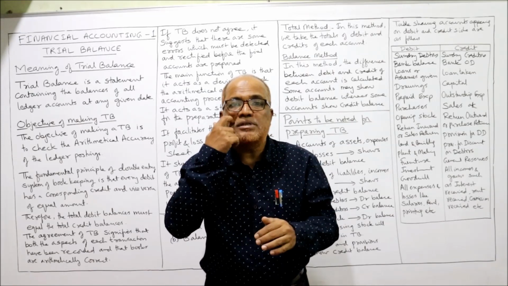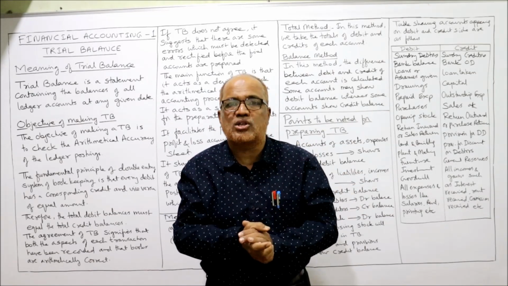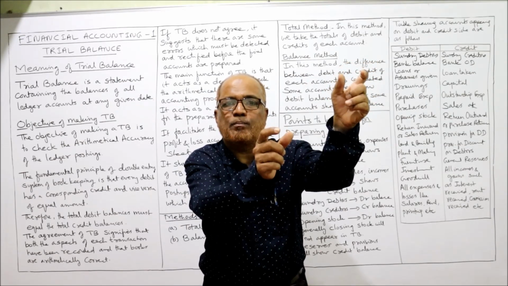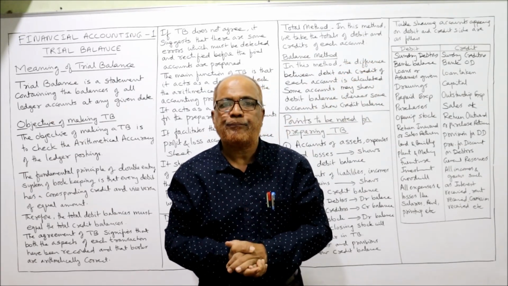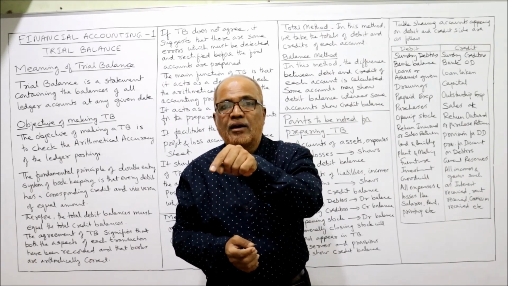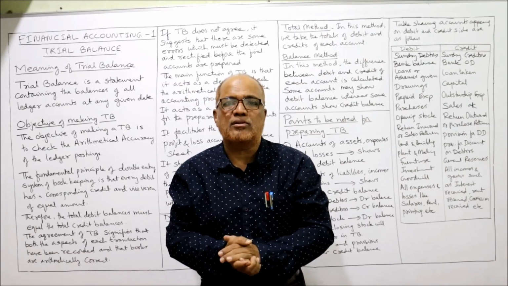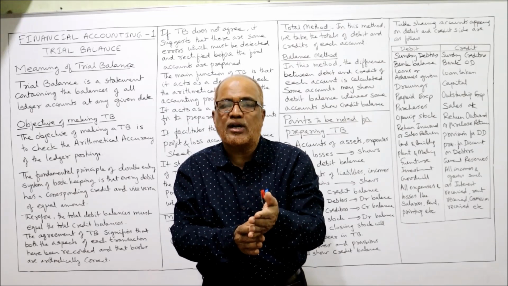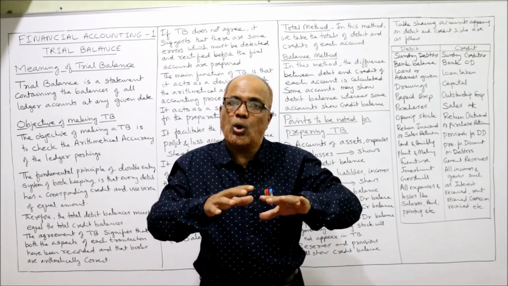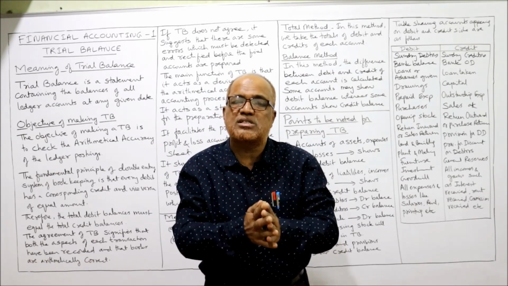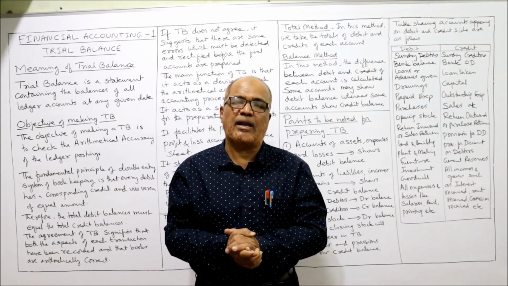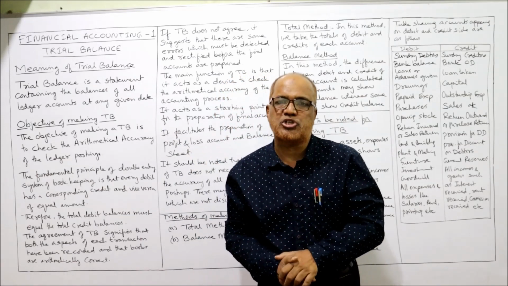Suppose you commit a mistake while posting the transaction in two accounts. In one account we have taken 5,000, in the other account by mistake we have taken 500. This is an error, and this error will be located by preparing a trial balance. If your trial balance does not agree, that means there are some mistakes in the accounts. Go and find out where that mistake is, rectify it, make the correct trial balance again and go ahead in preparing the financial statements.